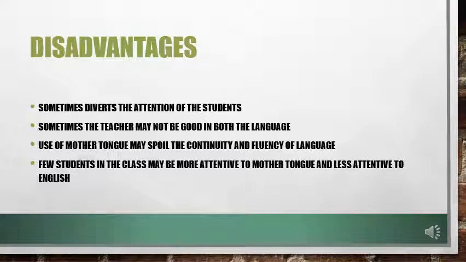The third point is that use of the mother tongue may spoil the continuity and fluency of the language. When the teacher is using the direct method, the students will think in English and talk in English. But when the teacher is using this bilingual method, sometimes it may spoil the continuity as well as the fluency of the language. And a few students in the class may be more attentive to the mother tongue and less attentive to the English language.